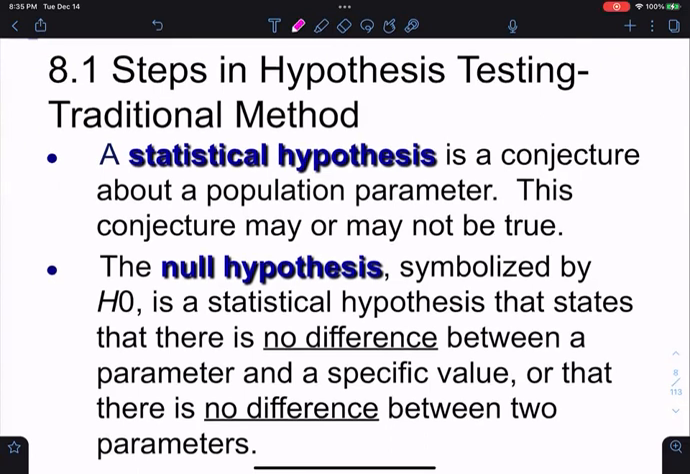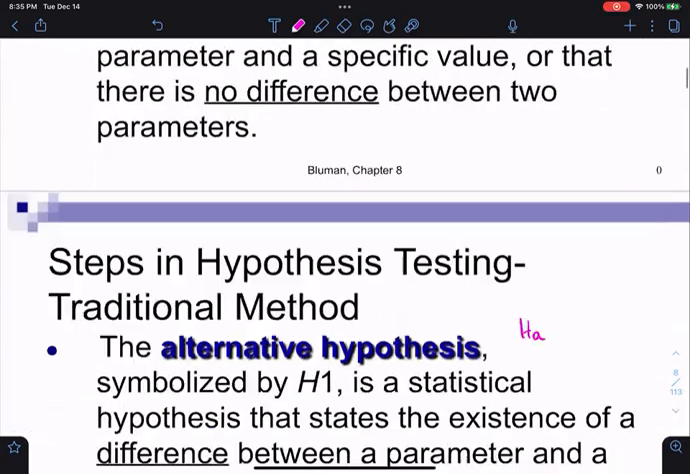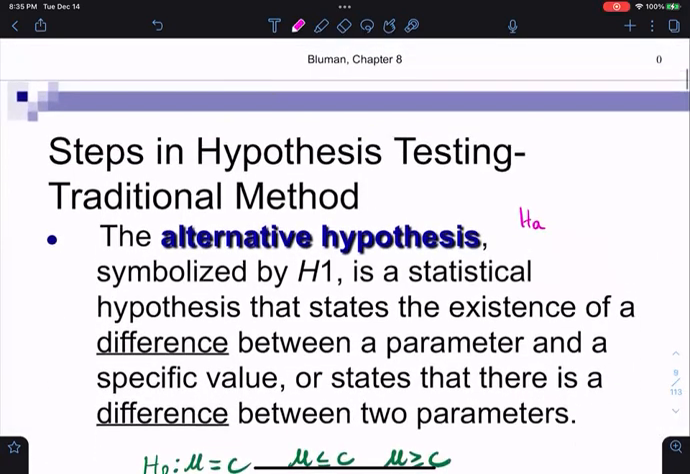The null hypothesis, symbolized by H0, is a statistical hypothesis that states that there's no difference between a parameter and a specific value, or that there is no difference between two parameters. So if the null is true, then the difference might be due to chance, right? And the alternative hypothesis, symbolized by H sub 1 or H sub A, is a statistical hypothesis that states that there is a difference between a parameter and a specific value, or that there is a difference between two parameters, right?